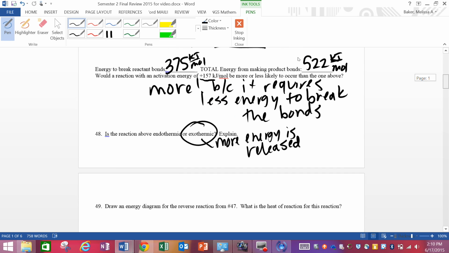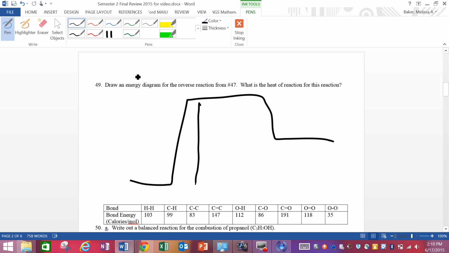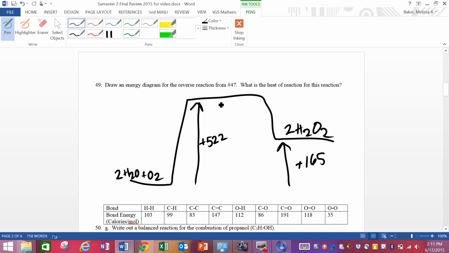Then there's a question about drawing the reverse reaction. So in the reverse direction, if you added those two up already, you've already got this part. It would take 522 kilojoules per mole, and I can write out those products, or what were once the products, now as the reactants. And this time we're making the 2H2O2, and the heat of reaction would be positive 165 kilojoules per mole. The heat of reaction is just the opposite in the reverse direction.